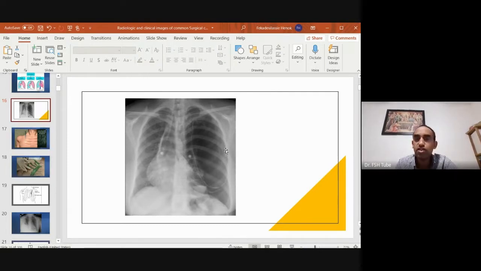So how do you manage tension pneumothorax? Tell me, how do you manage a patient with tension pneumothorax? A, you would sit down by the patient's bed and cry with the patient. B, you shout for help. C, you say, I will put a needle in the second intercostal space. Yes, you should do a needle decompression immediately. So how do you do it?